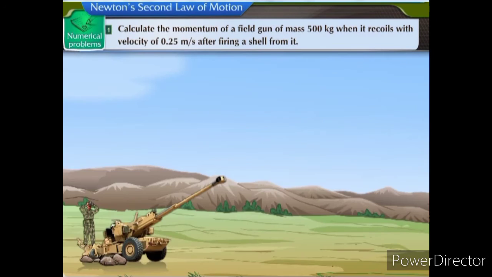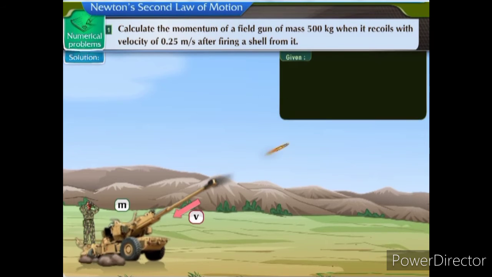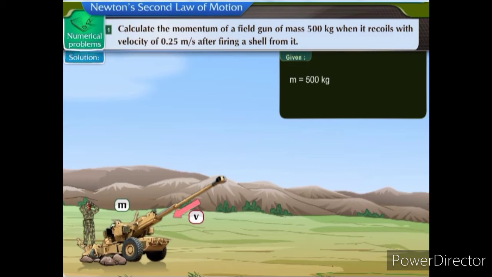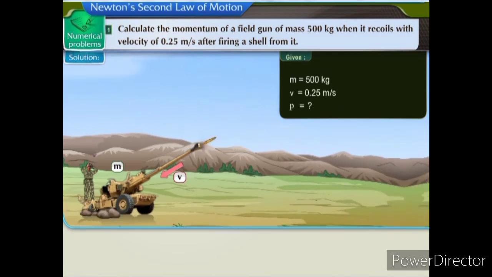Let us now solve some numerical problems on what we have learned. 1. Calculate the momentum of a field gun of mass 500 kilograms when it recoils with a velocity of 0.25 meter per second after firing a shell from it. Solution. Let us first write the data given. Mass of the field gun is equal to 500 kilogram. Recoil velocity is equal to 0.25 meter per second.